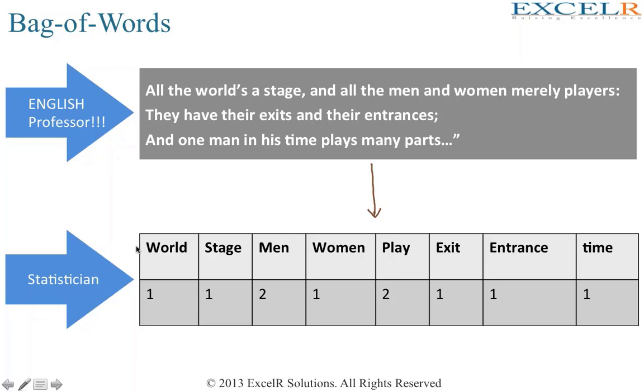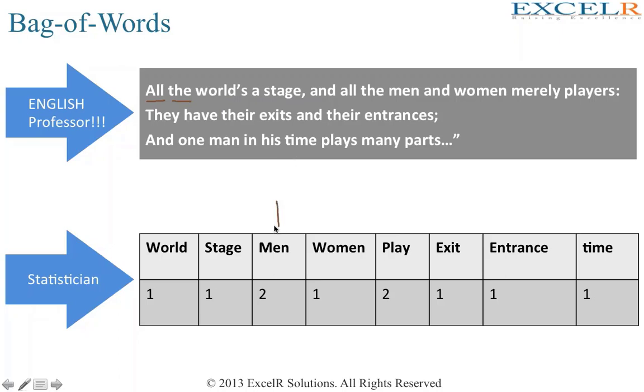A statistician would say, no matter who has written this, world is used once, stage is used once, the word men is used twice rather, women is used once, play is used twice, exit is used once, entrance and time are used. If you're wondering what has happened to the word all, or the, whenever you do any analysis, you'd be interested in specific words which are very relevant. All, the, a, apostrophe, comma, and all these are used in almost all literature, and these words do not make any sense. Hence, we will exclude them and only consider the key terms.